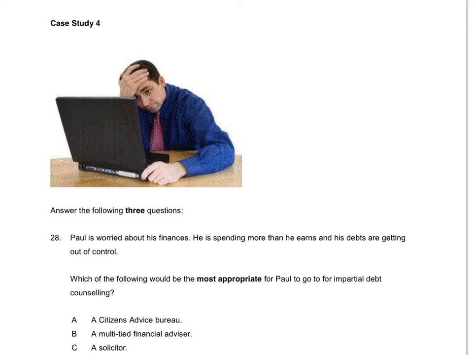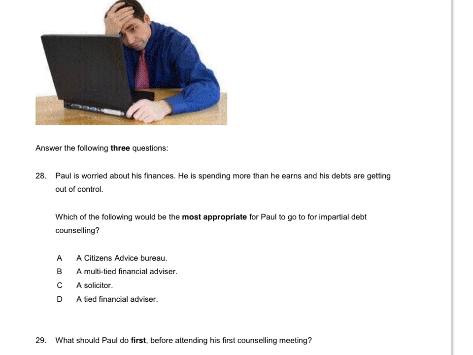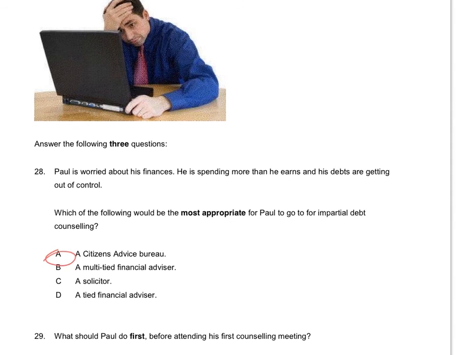Right, 28. Paul looks quite sad in that picture, to be honest. Oh, there we are, he's worried about his finances. He's spending more than he earns, and his debts are getting out of control. Again, like Mr. Robinson. Which of the following would be the most appropriate for Paul to go for impartial debt counselling? Right, it's always these guys. It's always Citizens Advice. They're the people. So I might give them a call.